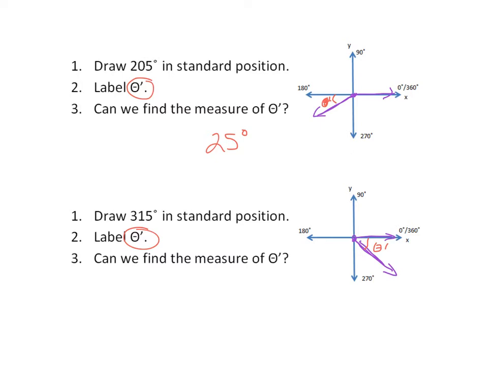Well, this time we need to think about how we're at 315, and to get to the x-axis we need to get to 360. Well, how many degrees is it from 315 to 360? The answer is 45 degrees.